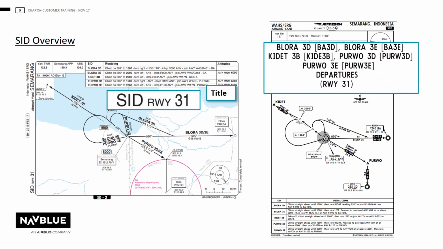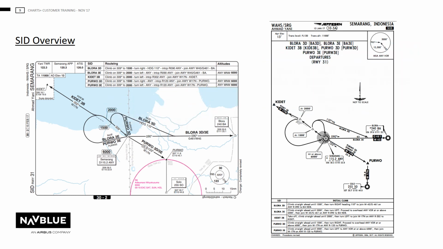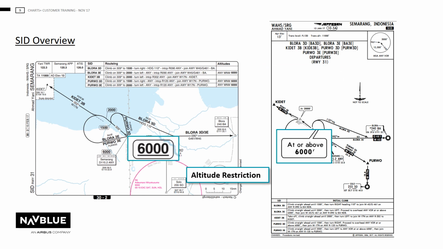If all procedures from a runway are shown, then Nav Blue will call the chart SID Runway 31 instead of highlighting every procedure name. For an at or above altitude, Nav Blue will show the altitude with a line underneath it.